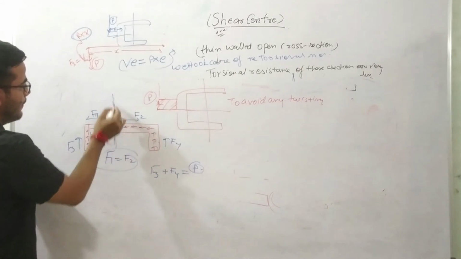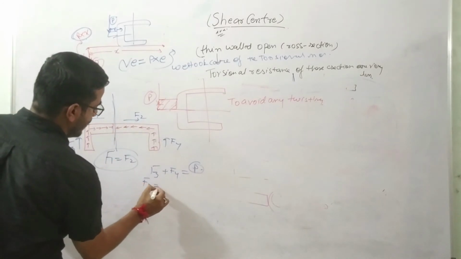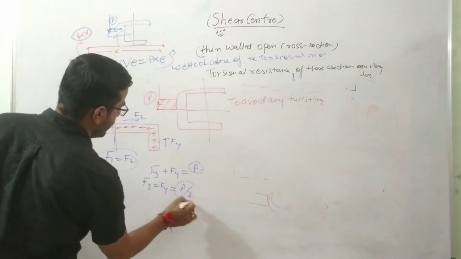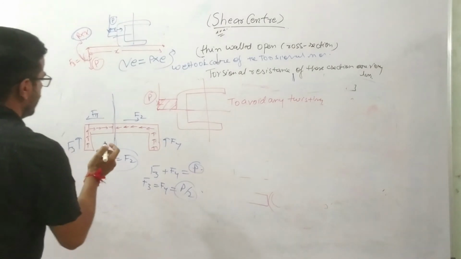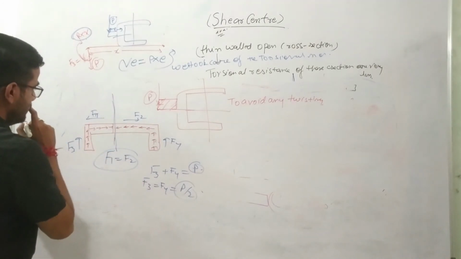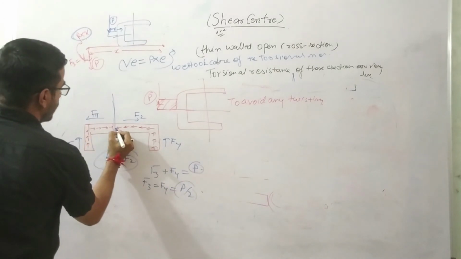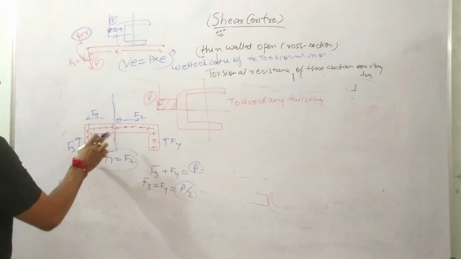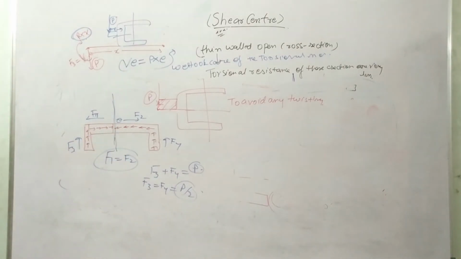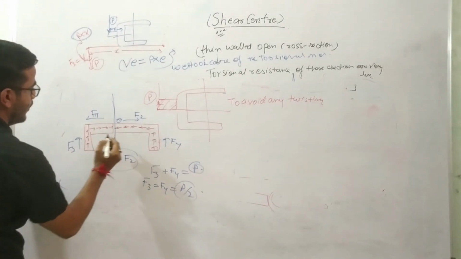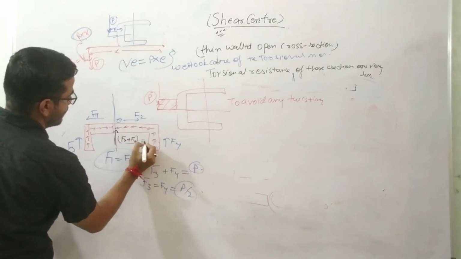Why? Because it is symmetrical about this axis, so the forces will be symmetrical, okay. So F3 must be equal to F4, which is equal to P by 2, right? So when the condition is like this, if I want to calculate the resultant with respect to this point O, where the internal shear resistance will lie, it will lie at this point only, which is nothing but F3 plus F4, which is equal to P.